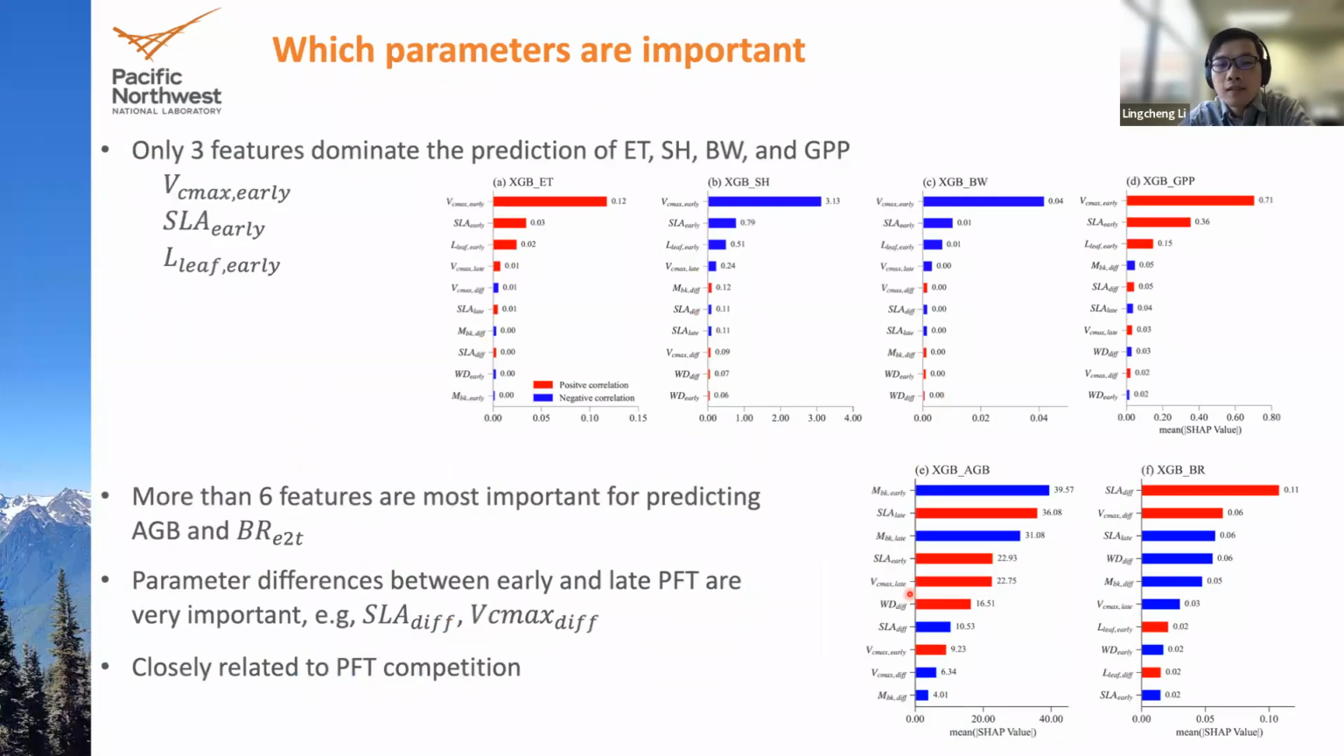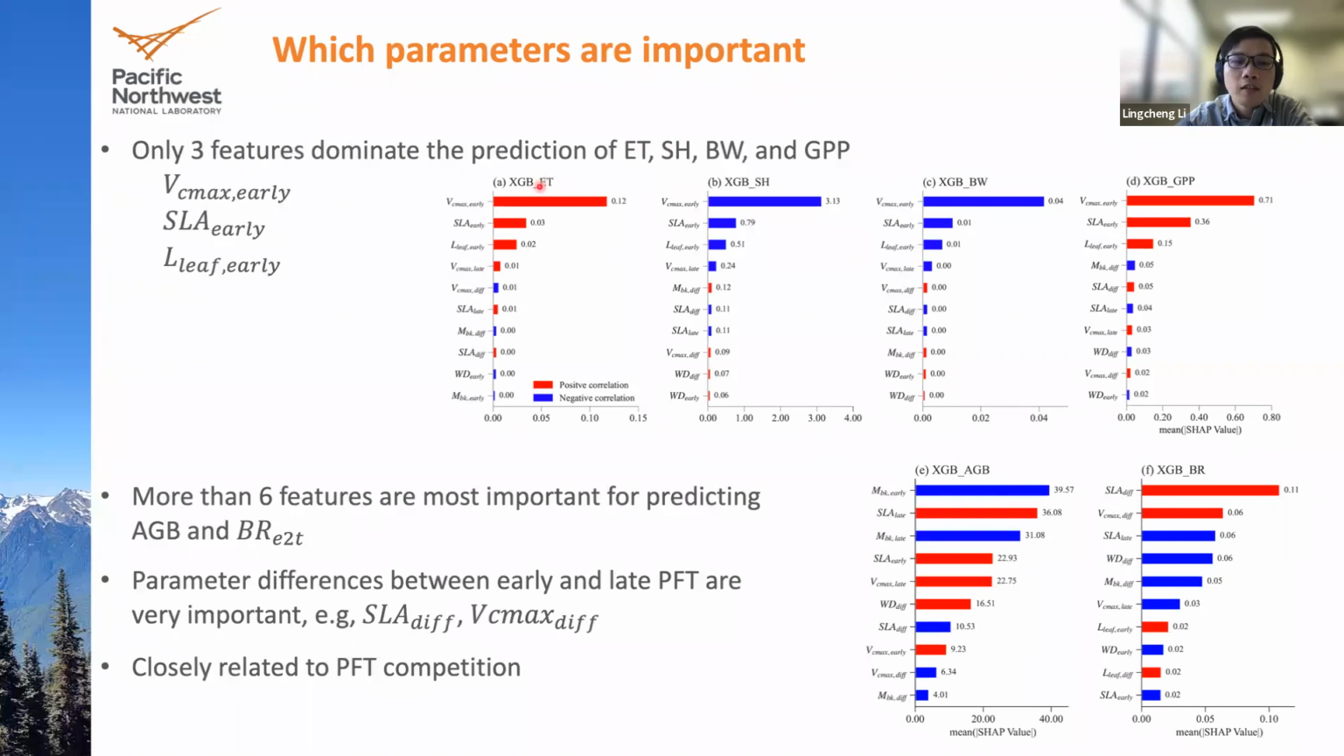Then, based on these 6 machine learning surrogate models, we conducted the SHAP analysis, which is the parameter sensitivity analysis. Basically, on the y-axis for different parameters, longer bars with larger values mean more important. Interestingly, for the grid-level variables, ET, sensible heat, Bowen ratio, and GPP, only 3 parameters are important, and all 3 are the same, and they are all for only the early PFT: VC max, special leaf area, and leaf longevity. This is reasonable.